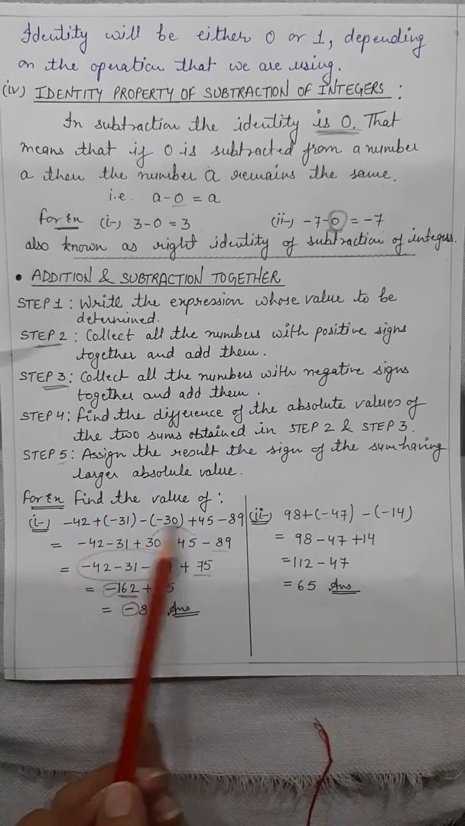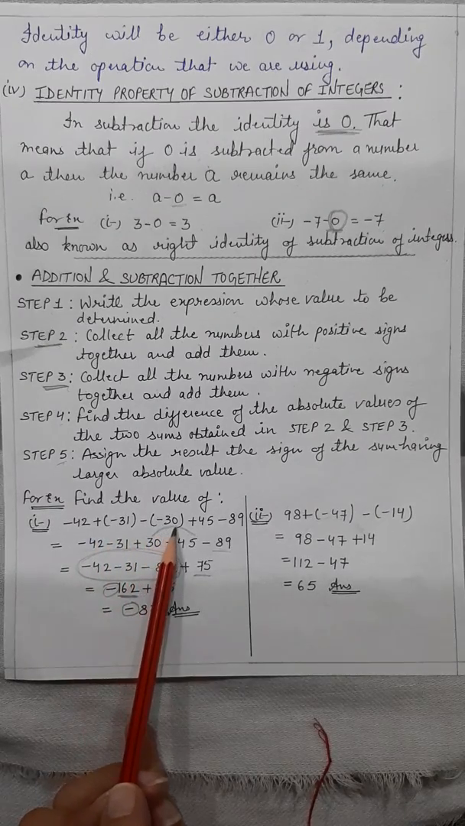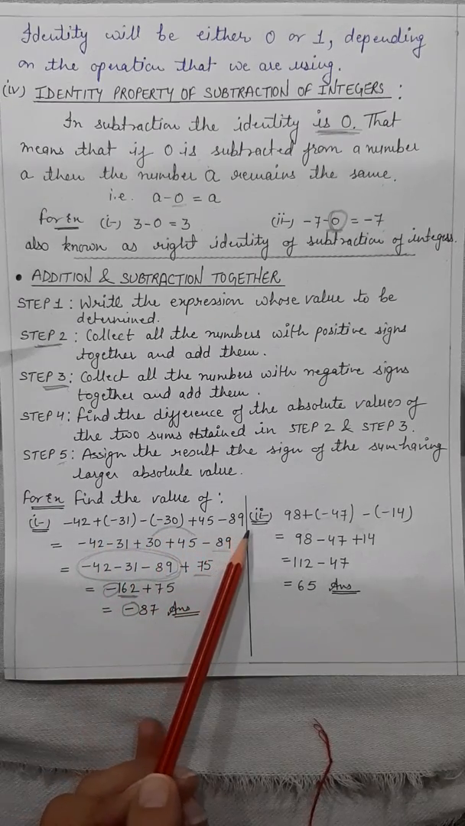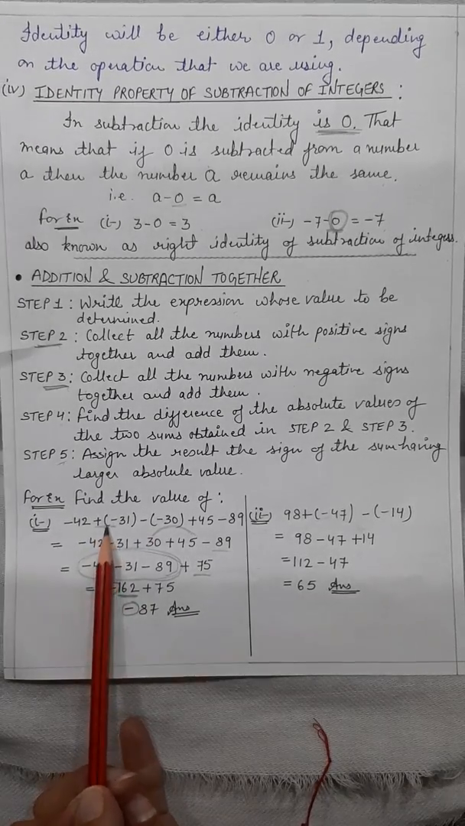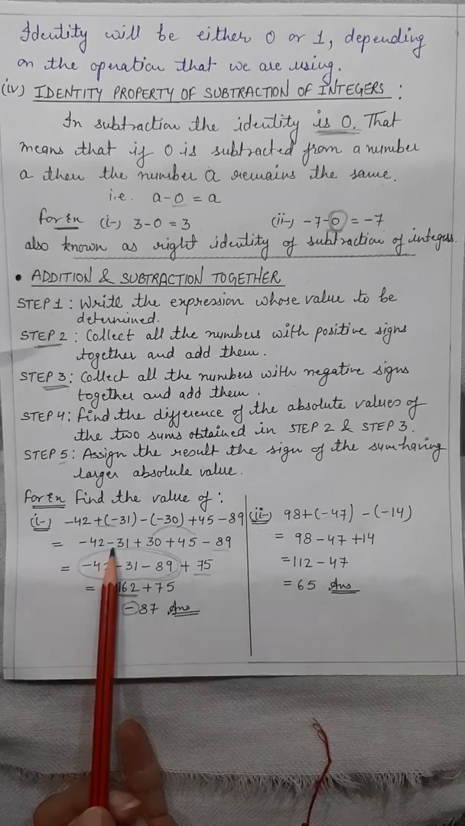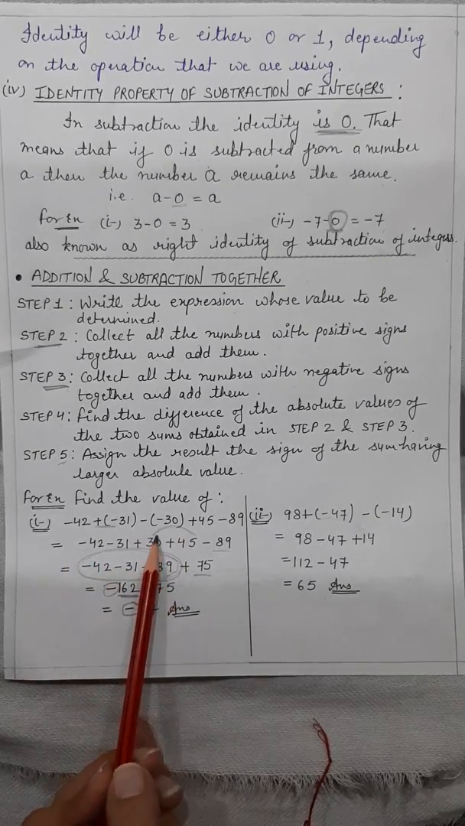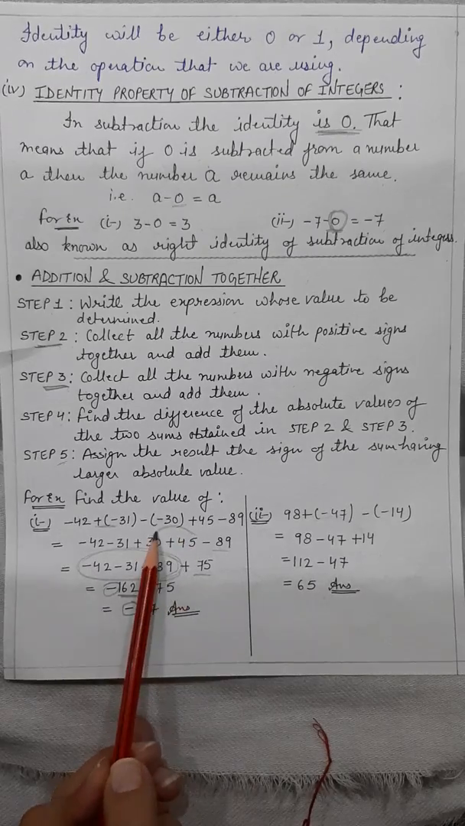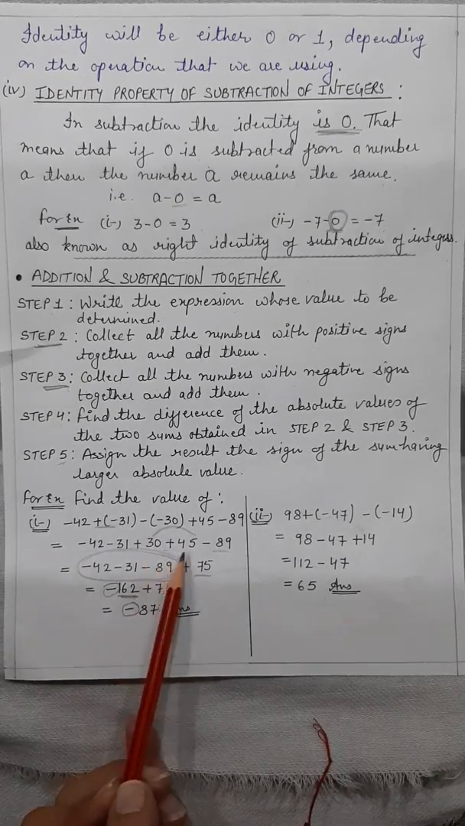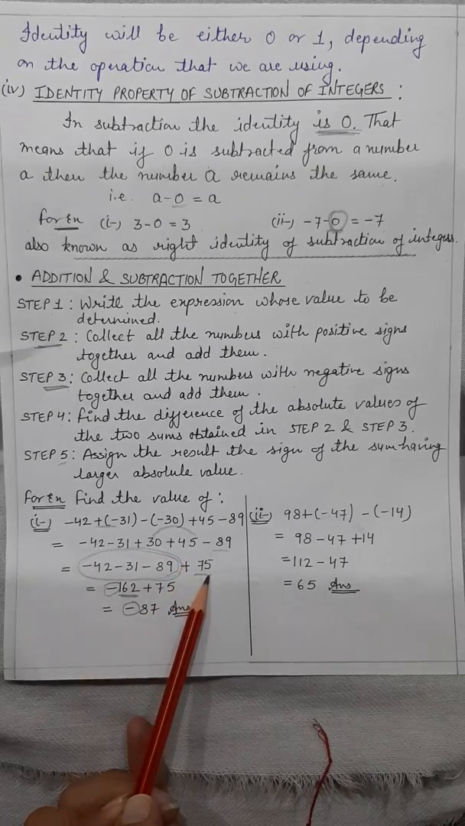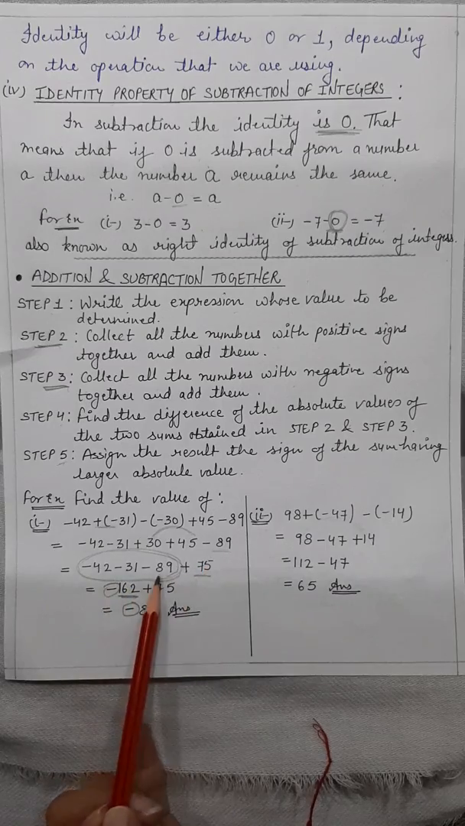Now for example, if you have to find the value of minus 42 plus minus 31 minus minus 30 plus 45 minus 89, first you have to change these double signs into a single sign: plus minus becomes minus, minus minus becomes plus. Now rearrange the positive integers together and then add: 30 plus 45 is 75, then plus 75 minus 42 minus 31 minus 89.